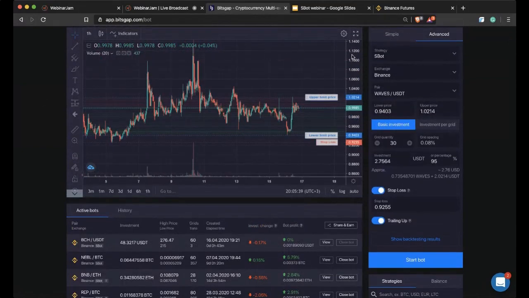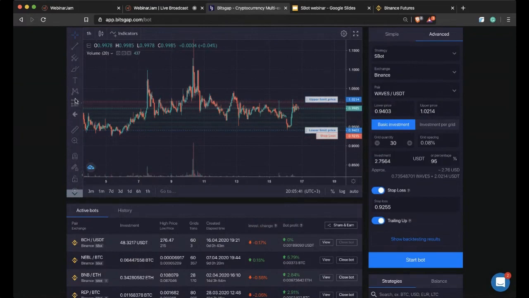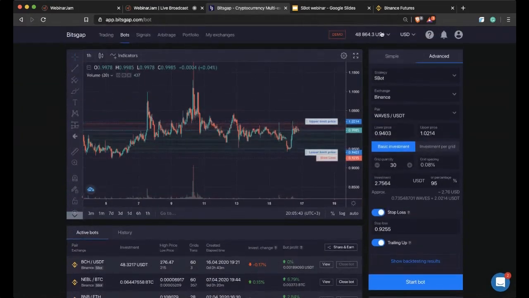My suggestion for you is to practice. That's why we have the paper trade, the demo account where you can use your virtual money to test. So that's perfect. That's the idea of how you can optimize your trading, how you can find the best way of using our bots.